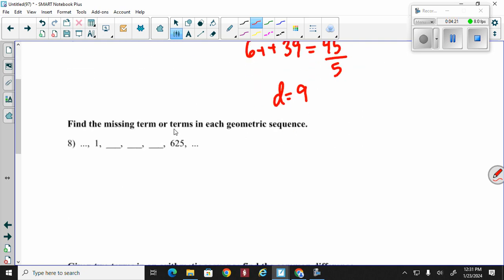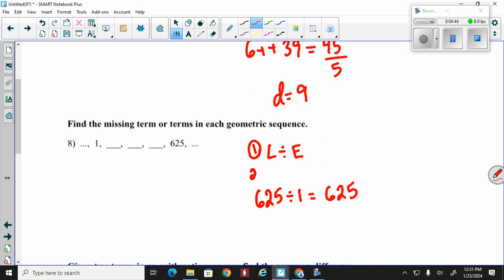I'm kind of rushing through this because a lot of y'all have already done really well with this in the past, so no sense killing too much time on it. So finding a geometric sequence, remember that's finding r. First thing, you take the later term and divide it by the early term. So that's step one. The later term is 625, and we divide that by 1, and we get 625.